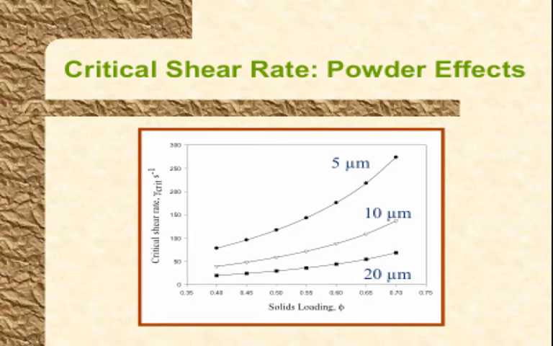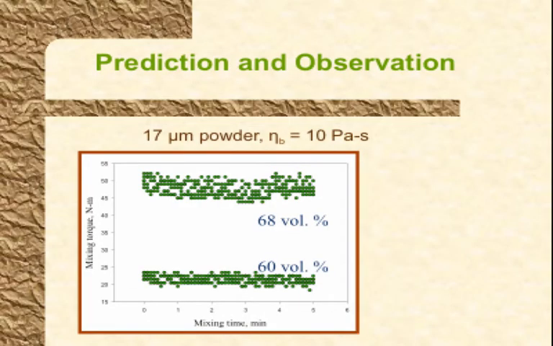How will you adjust the choice of mixer or the mixing speed to break down clusters? In practice, with a binder of about 10 Pascal seconds viscosity and about a 20 micron powder, as you increase the solids loading, the mixing torque increased, and the torque variation also increased. We said that if the torque or the torque variation is higher, there are going to be more agglomerates, right?